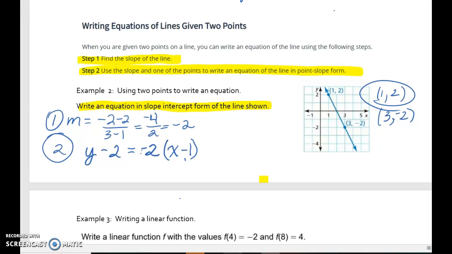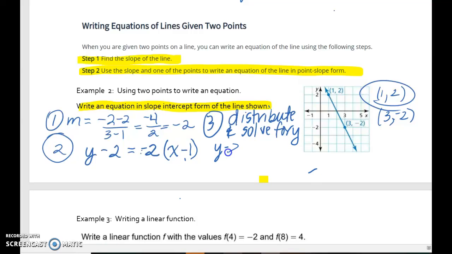Now, in order to change that into slope-intercept form, I'm going to do one more step, and we're just going to distribute and solve for y. Okay, so you're just isolating y is all you're really doing. So y minus 2 is equal to -2x plus 2. Watch your integer rules there. And then I'm just going to add 2 to both sides.